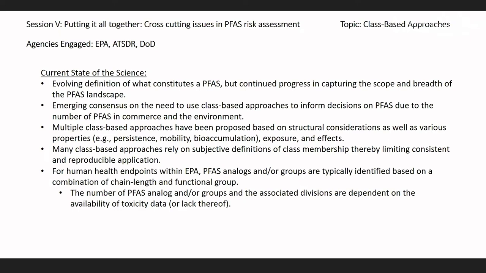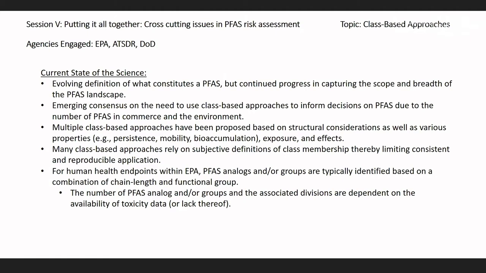I think that for the current state of the science within the class-based approach, the group felt that there is an evolving definition of what constitutes a PFAS, but that there's continued progress in capturing the scope and breadth of the PFAS landscape. We continue to know more about what's captured in that landscape and better defining different parts of it as well. I think there's emerging consensus on the need to use class-based approaches to inform decisions on PFAS due to the number of PFAS in commerce and the environment.